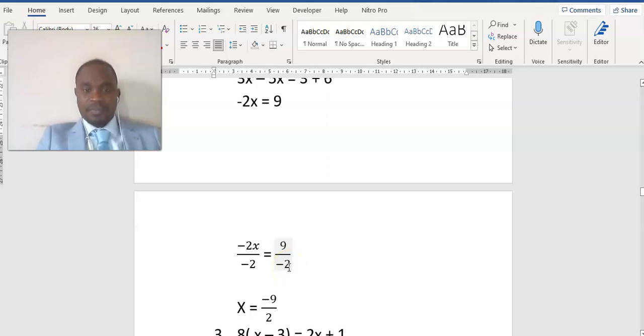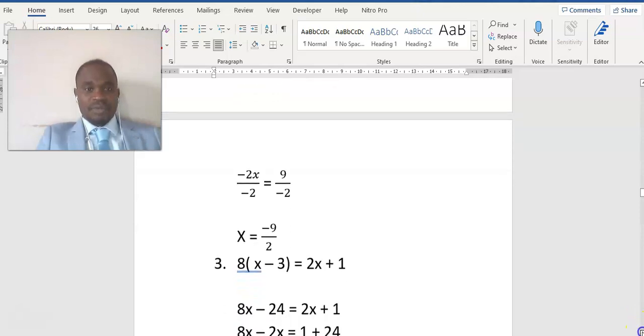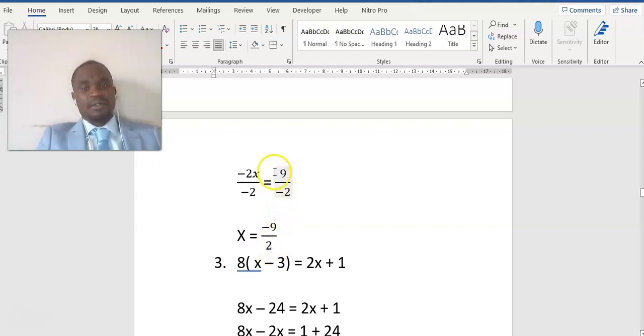Is that okay? Then the next thing that we are going to do is, if I divide here by negative 2, I'm going to have negative 9 over 2. This negative, you can either write it in the middle or at the top.